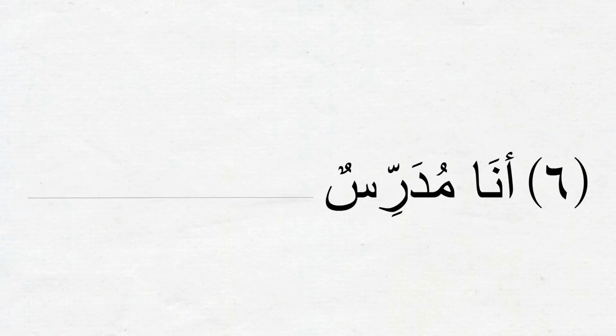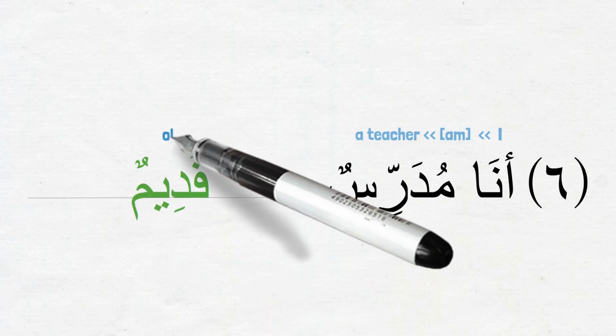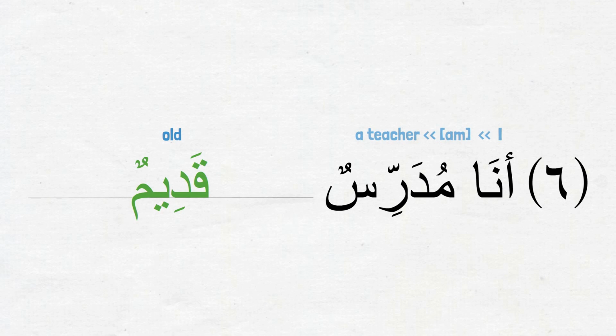Sentence 6. أنا مدرس. We can use, for example, جديد or قديم as نعت for مدرس. Let's use قديم since we already used جديد once. Notice this sentence is coming with مذكر اسم مدرس. So this sentence is for male teachers.